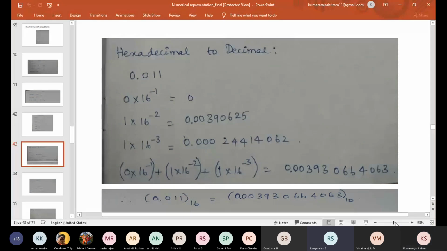So we multiply 0 by 16 to the power minus 1, that is 1 by 16, which is equal to 0. Then the second digit is 1, which is multiplied by 16 to the power minus 2, which is 0.00390625. And the third is 1 times 16 to the power minus 3, which is 0.00024414062. When we add all those, we get 0.0039306640625, which is the answer for 0.011 to the base 16. Next slide.